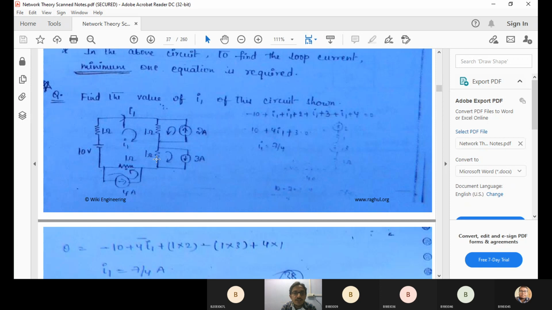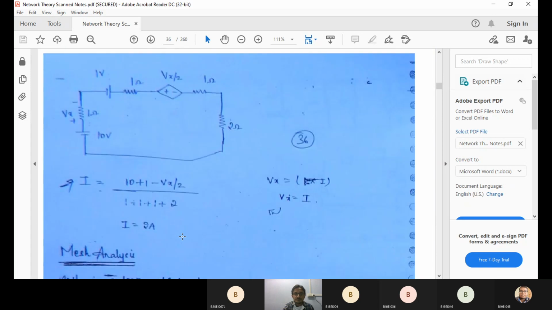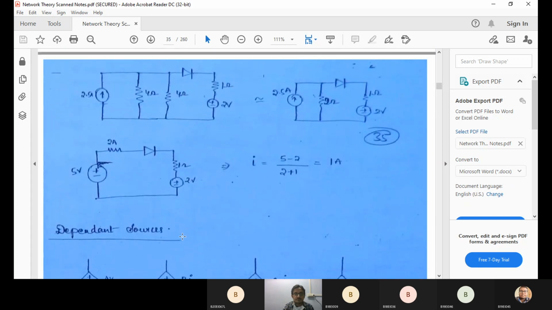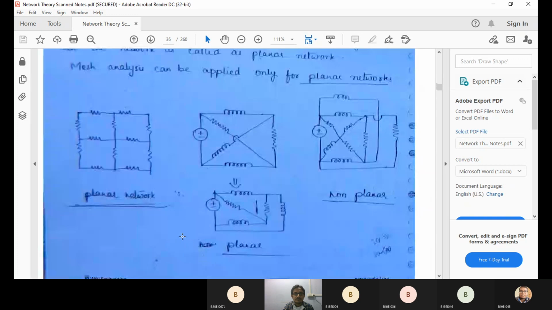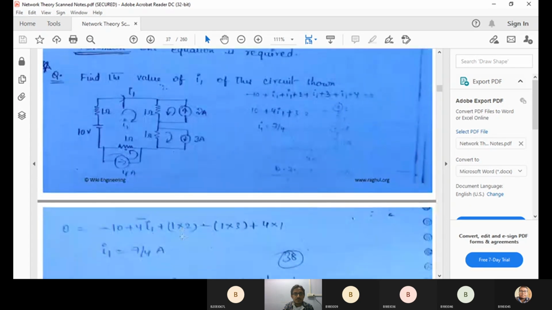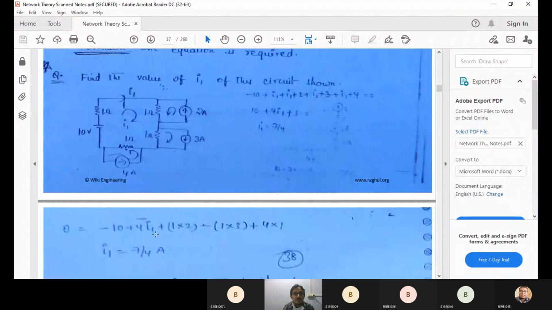Next, what is the current through this one? Your I1, and this 3 amperes is opposite in nature. This I1, 1 into I1 minus 3. Next, this I1 is there in the same direction, 4 is there. 1 into I1 plus 4 is equal to 0. So if you solve this equation, you will get I1 is equal to 7 by 4.